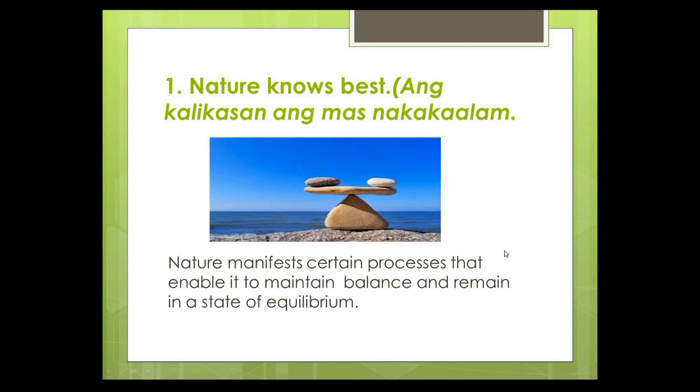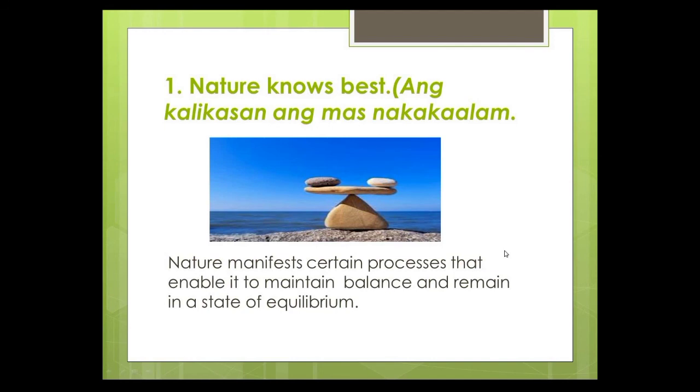Pangalawa, yung mga food chains at food webs na nagta-transfer ng energy from the producers sa mga consumers, which is yung mga tao at hayop, para mag-acquire ng nutrition. Also, yung relationship between predators and prey ay ang nagbabalanse ng population ng mga organisms.